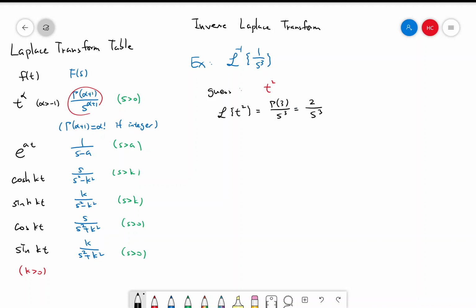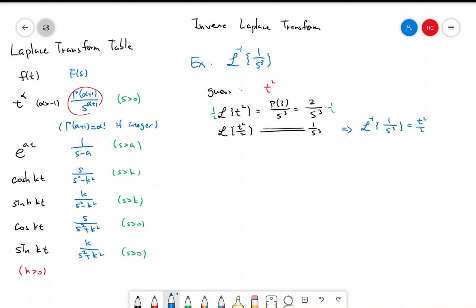So the Laplace transform of t squared is not 1 over s cubed per se, but we can divide by 2 on both sides. So we get the Laplace transform of t squared over 2 is equal to 1 over s cubed. And therefore, the inverse Laplace transform of 1 over s cubed is t squared over 2.